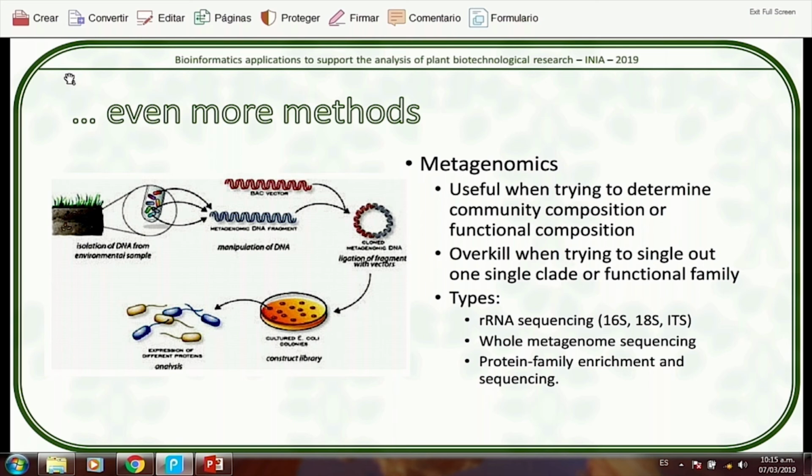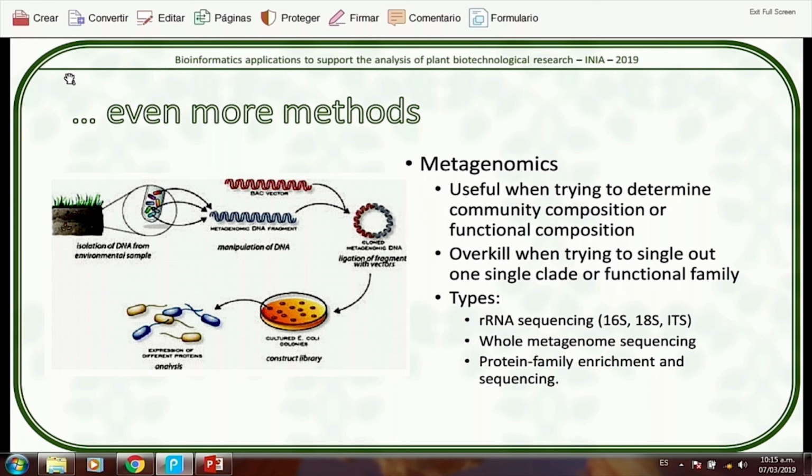Even more methods, metagenomics. They are useful when trying to determine community composition or functional composition. But you have to be aware that there are different ways to go about it. It's overkill when you're trying to single out one family in your community, one species, or one function. You don't want to spend a lot of money just trying to find something very specific from your sample.